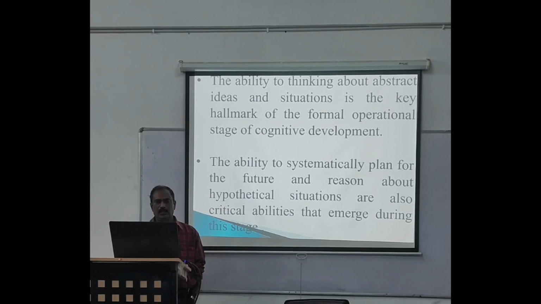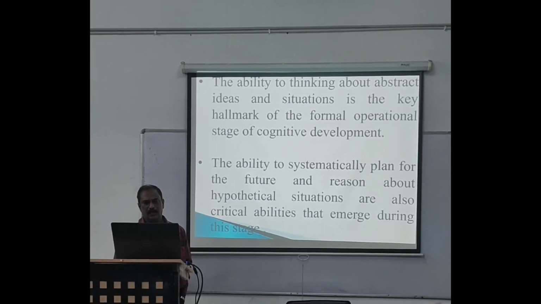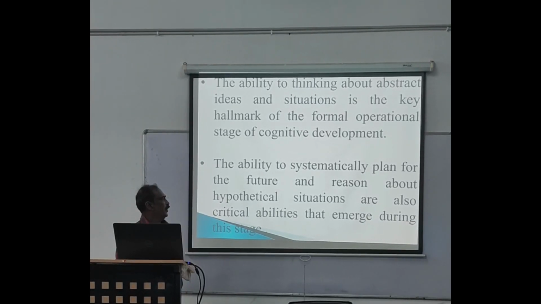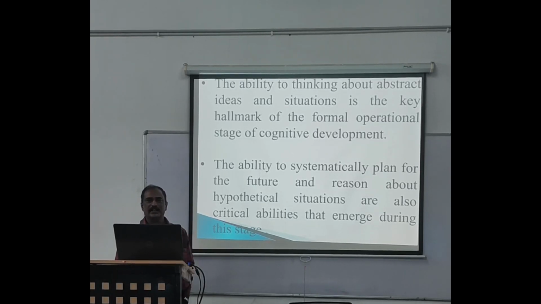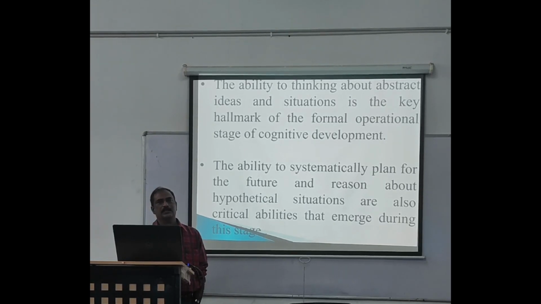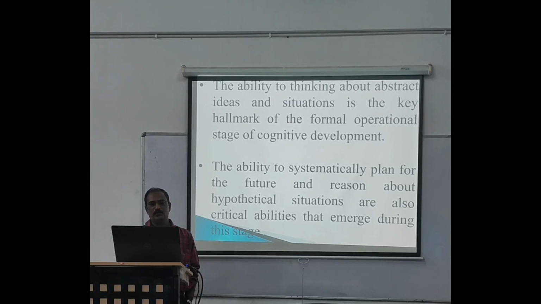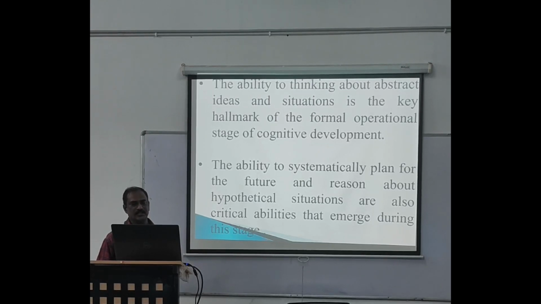And coming to the other character, the ability to systematically plan for the future and reason about hypothetical situations are also critical abilities that emerge during this stage. So, at this stage of their cognitive development, they decide to select one type of profession. If you ask them what they want to be in future, they will say a doctor or engineer or IAS officer, like that, because the ability to systematically plan for the future and reason about hypothetical situations emerges during this stage.